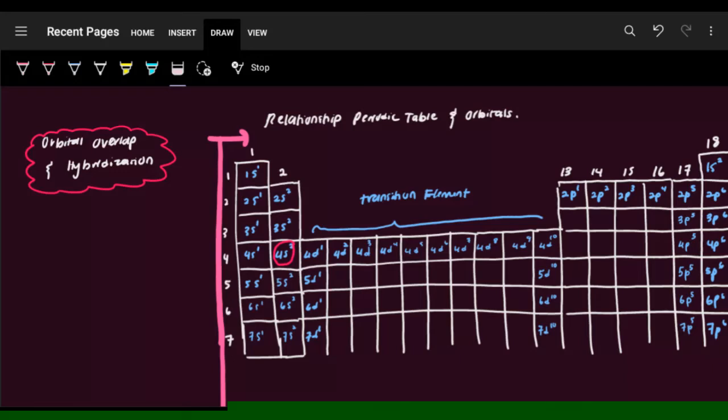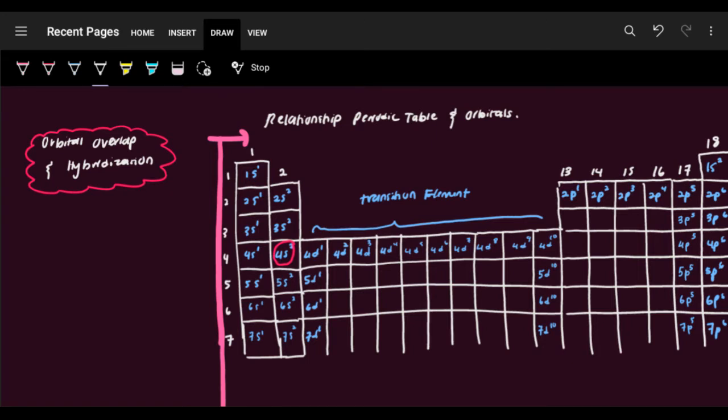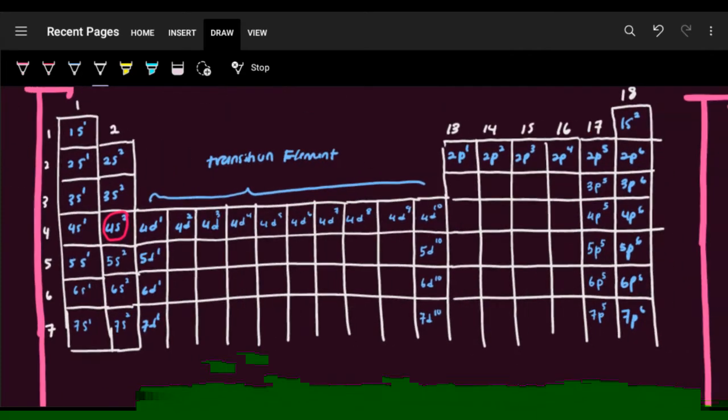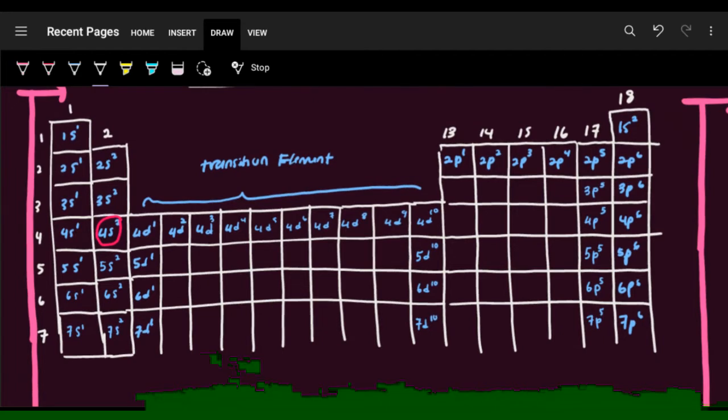This is IB Chemistry, Chapter 4, Chemical Bonding. Okay, now in this video, I want to explain orbital overlap and hybridization. So before I go further on the hybridization, I want to explain the relationship between the periodic table and orbitals. Okay, so this is my periodic table.